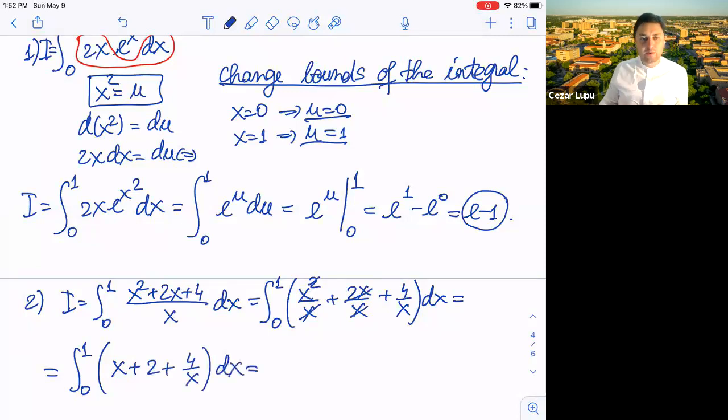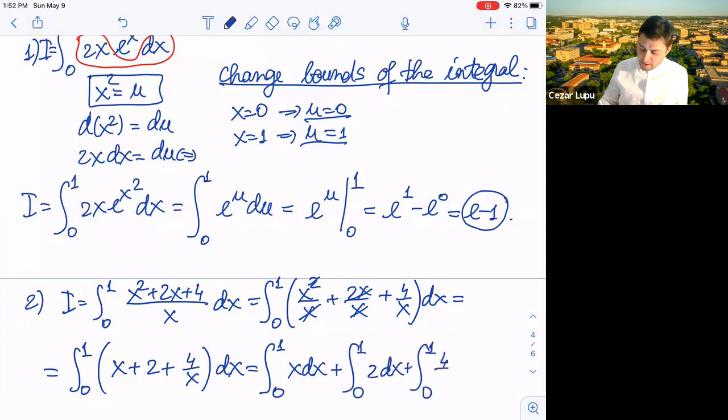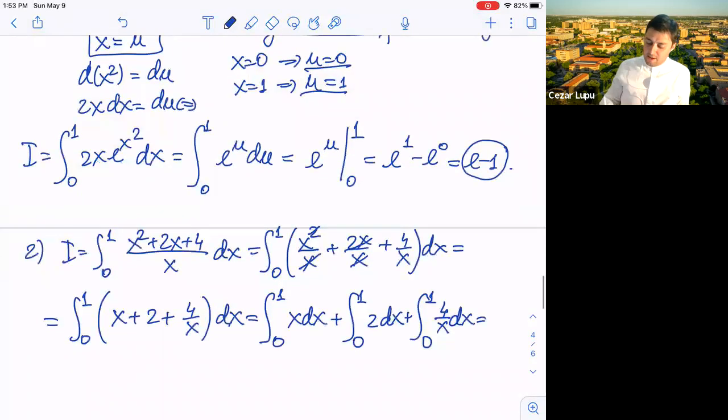And now we could use that the integral of the sum is the sum of the integrals. So this would be the integral from 0 to 1 of x dx plus the integral from 0 to 1 of 2 dx plus the integral from 0 to 1 of 4 over x dx. All right, great. Now we're going to take the constants out, right? You see this one, I'm going to take it out. Again, we're going to have a 4 on the third integral.